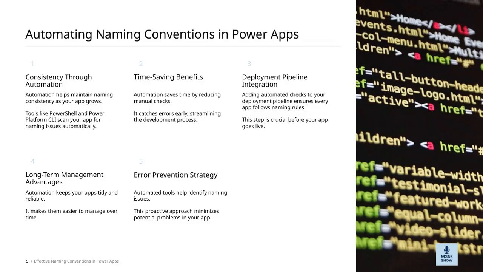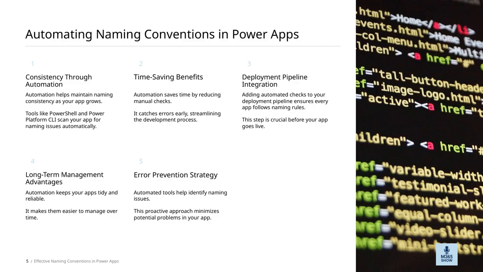Let's talk about automating naming conventions in Power Apps. Effective naming conventions are essential for keeping your apps organized and easy to manage. Automated tools play a crucial role here because they help identify naming issues quickly and efficiently. This proactive approach minimizes potential problems before they even make it into production. By implementing automation, you not only prevent errors but also keep your apps tidy and reliable. It makes ongoing management much simpler, especially as your apps grow and evolve over time.